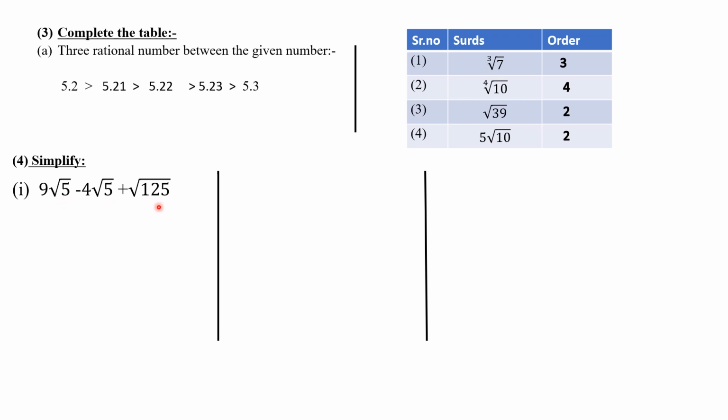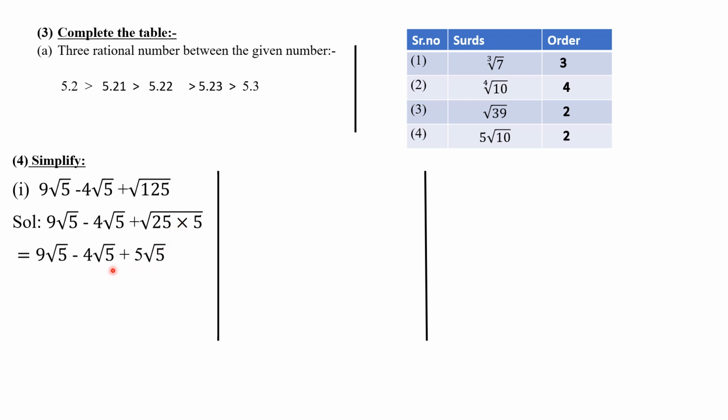Now let's simplify this, that is under root 125. So I'll write 9 root 5 minus 4 into root 5 plus, I can write under root 125 as 25 into 5. Now this is a perfect square, so 5 will come out. So our next step is 9 root 5 minus 4 into root 5 plus 5 root 5.